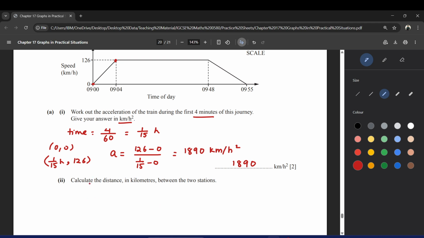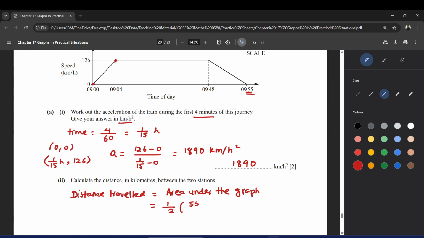Part 2. Calculate the distance in kilometers between the two stations. First of all, we know that distance traveled is equal to the area under the graph. So that would be the area of this trapezium. This would be half times the sum of parallel sides. From here to here, this is 15 minutes.